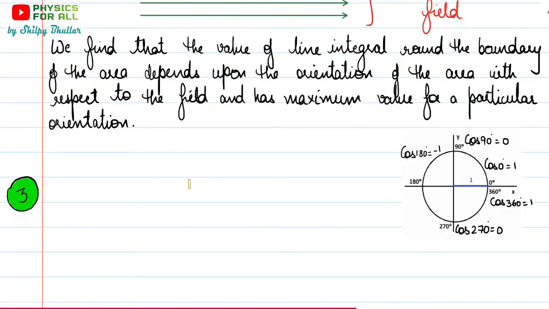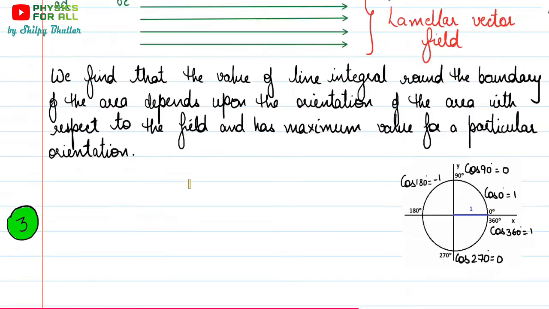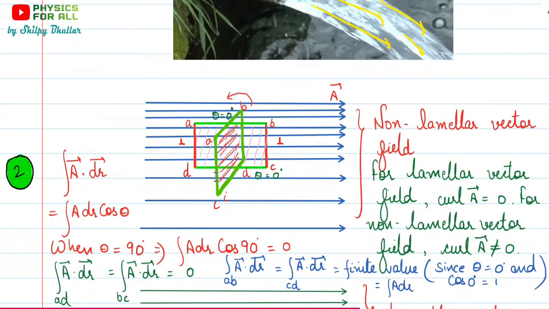Thus here what we did was we took vector field and we considered some area, and that area was a rectangle. We considered a two-dimensional figure here.